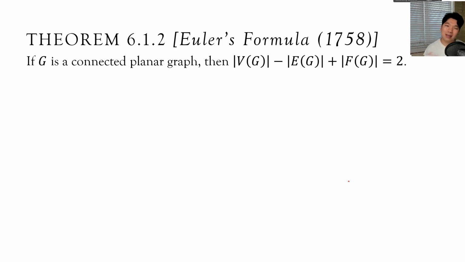So if G is a connected planar graph, then the number of vertices minus the number of edges plus the number of faces is always equal to 2. So it seems a little bit odd that no matter how many vertices, edges, and faces they have, this relationship sums and differences up to 2. So let's go ahead and provide a little bit of a proof on how this is proven.